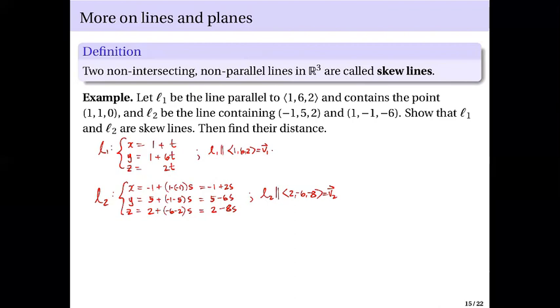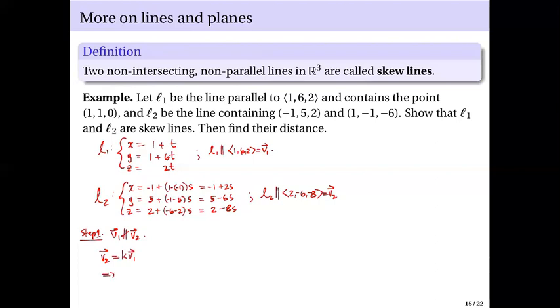So we want to show they are skew lines. Okay? So to show V1 and V2 are non-parallel. So step 1, V1 not parallel to V2. Okay? So let's see. Let's have V2 equals KV1.